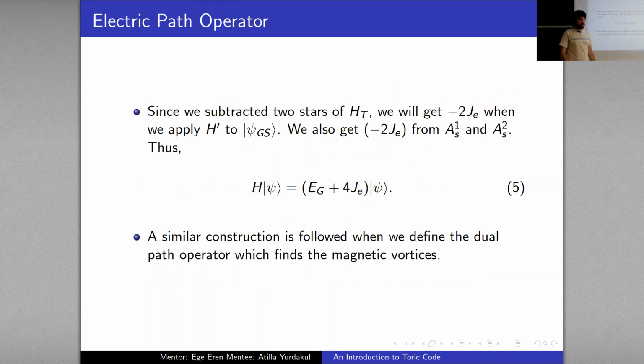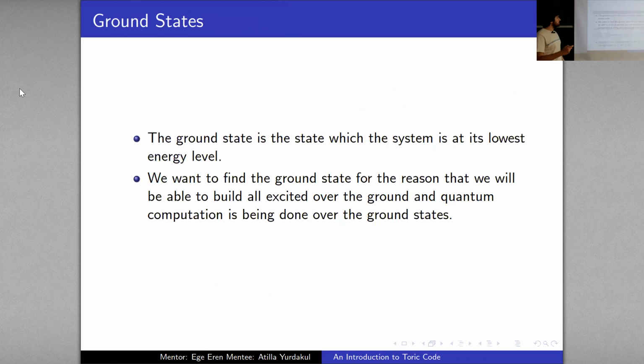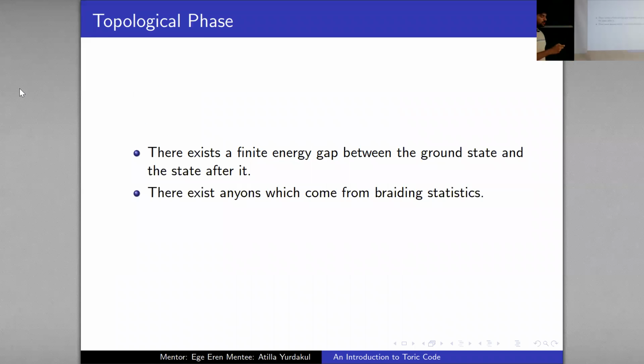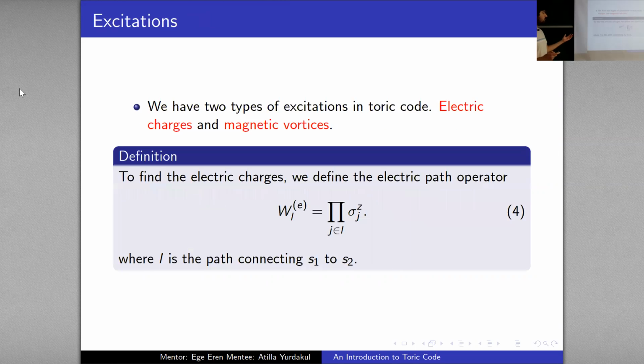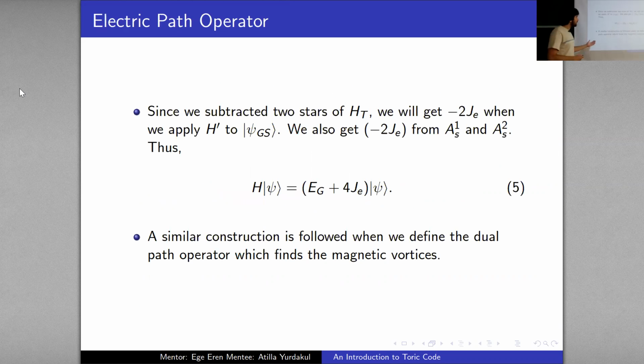Remember when we talked about the topological phase, we wanted to show that there is an energy gap between this state. We can come back to the first slide. We wanted to show that there is this energy gap between the ground state and the state after it. So we have done it by showing that there exists a 4G sub A energy difference between the ground state and the state after it. A similar construction is followed when we define the dual path operator, which finds the magnetic vertices.